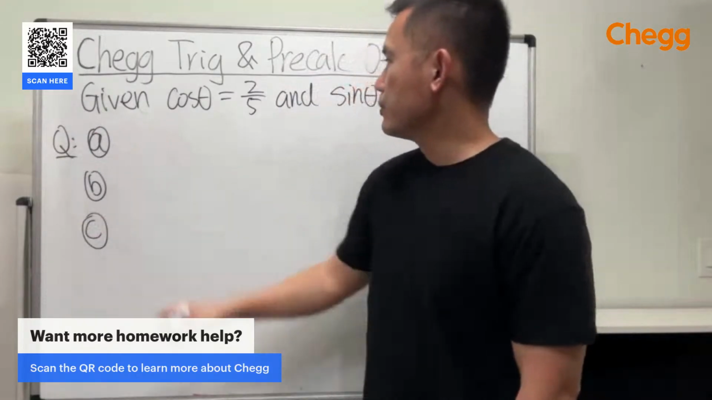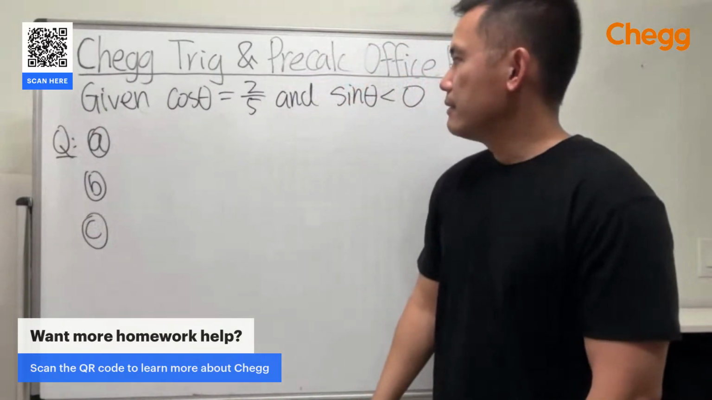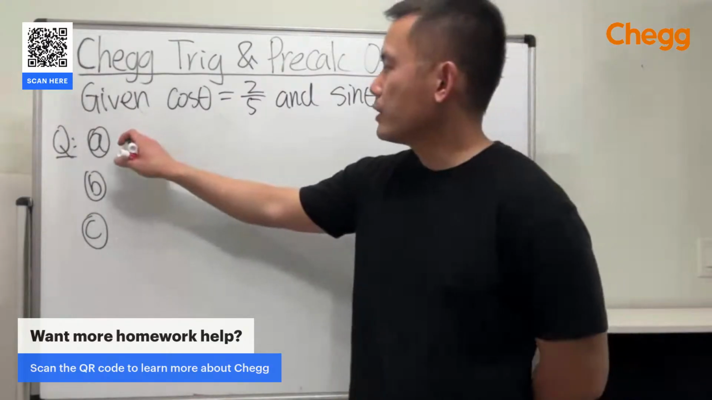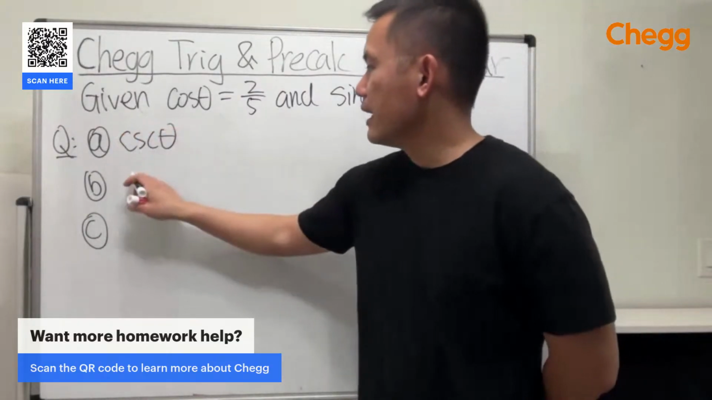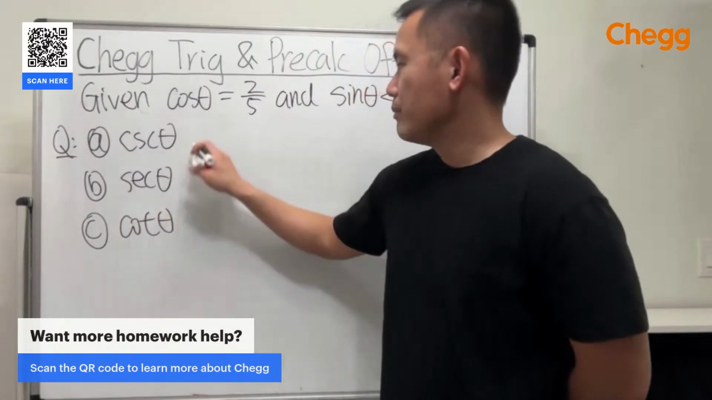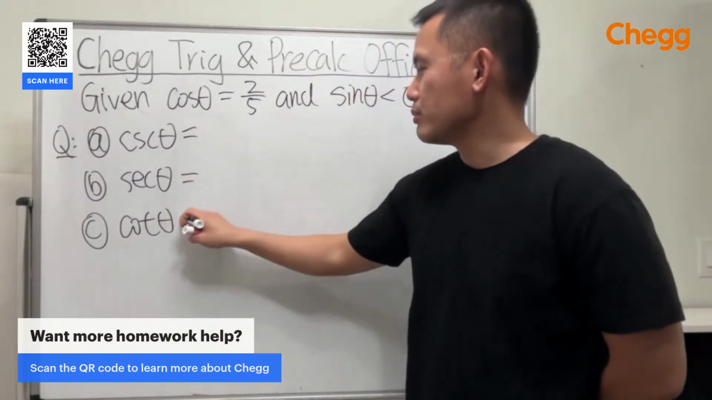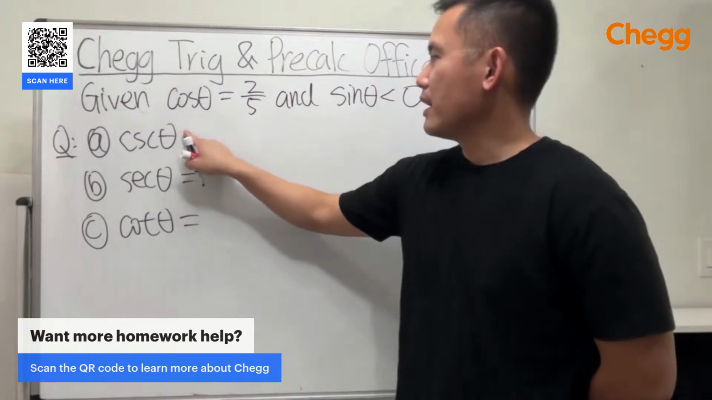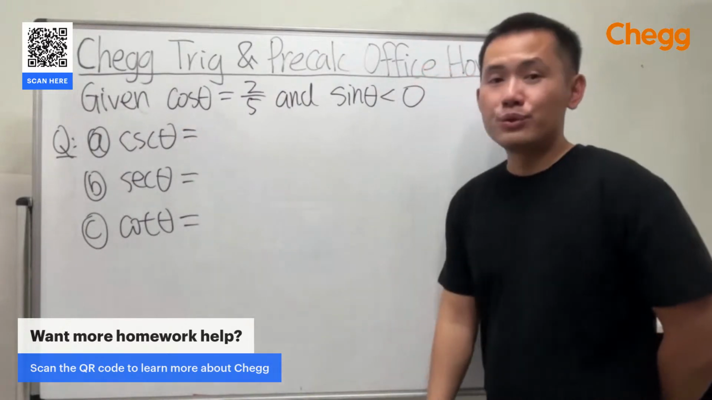Question, we can figure out A, B, and C. Let's go ahead and do, all right, let's do this. Why don't we do cosecant theta, and then secant theta, and then cotangent theta? Truth be told, once you know one, you pretty much know the others. But let's just go ahead and do 3.